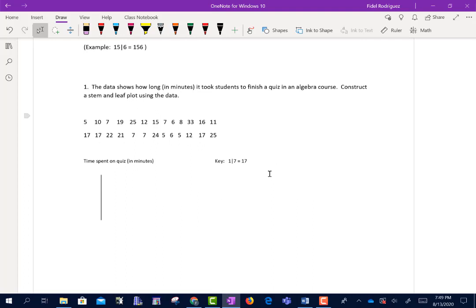Okay, so we have an example here, and we're going to figure out how to do this. The data is how long, in minutes, it took students to finish a quiz in an algebra course. Construct a stem and leaf plot using the data. The key 1|7 means 17. So the first thing we're going to do is look for all the single digit numbers: 5, 7, 7, 6, 8, 7, 7, 5, 6, 5. Those are the single digit numbers.